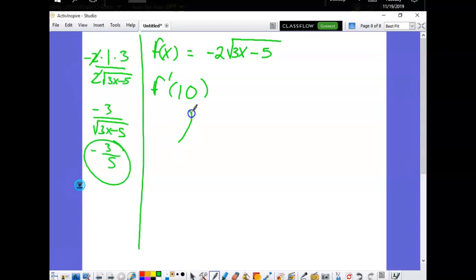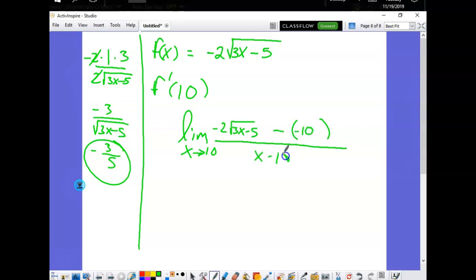So we have the limit as x is approaching 10. Then we have this thing here, minus, and what goes here? Negative 10 over x minus 10, right? So you would get negative 10 by plugging in 10 here, because 3 times 10 is 30, minus 5 is 25, square root of 25 is 5, times negative 2 is negative 10, and of course you have double negatives there, so it's just plus.